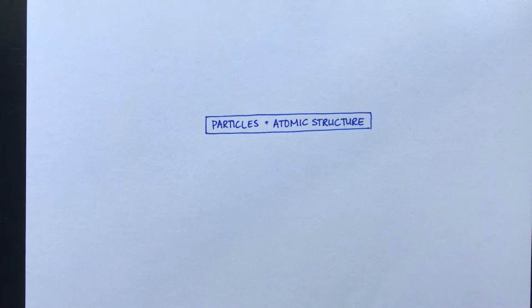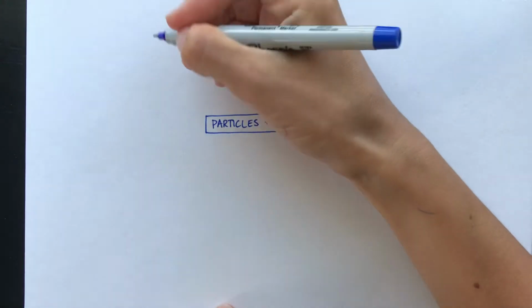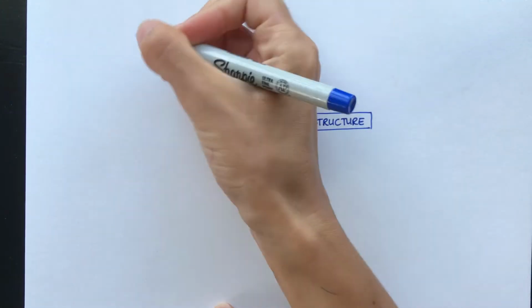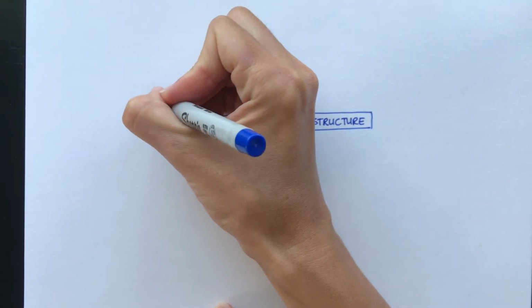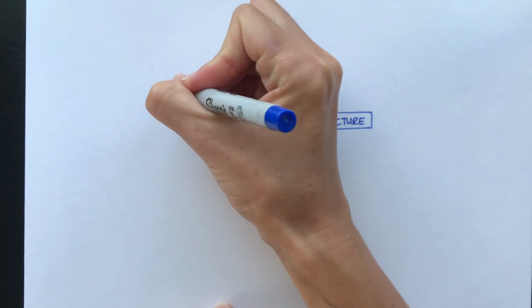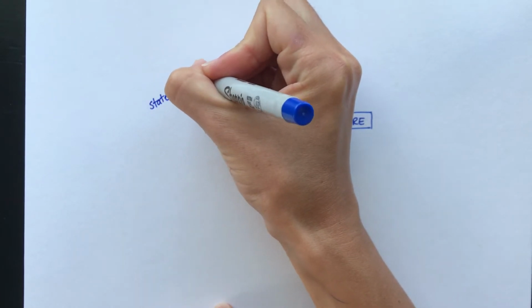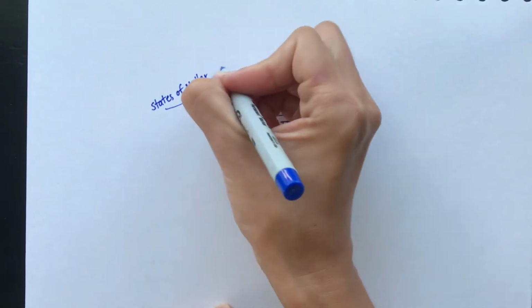Hey guys, this is the first review video for GCSE Chemistry, and this is on particles and atomic structure. So we're going to start with particles and states of matter. That's solids, liquids, and gases.